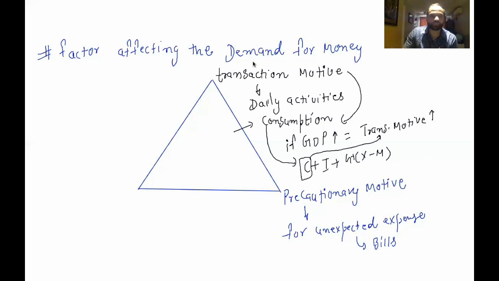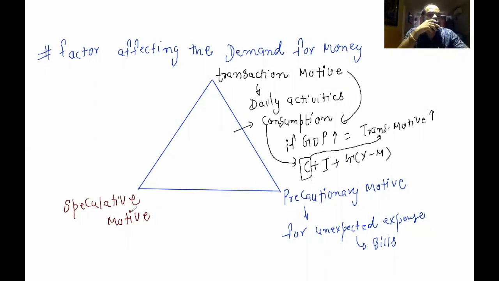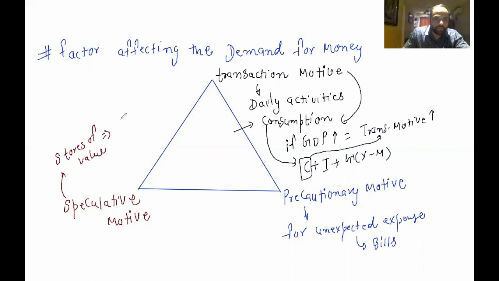The third one is the speculative motive. The speculative motive's purpose is to store value, a store of value. And this store of value normally depends upon your rate of return. Rate of return. What is rate of return? Rate of return means any kind of return we earn on our investment.